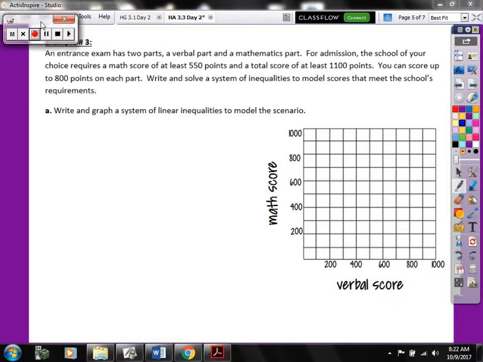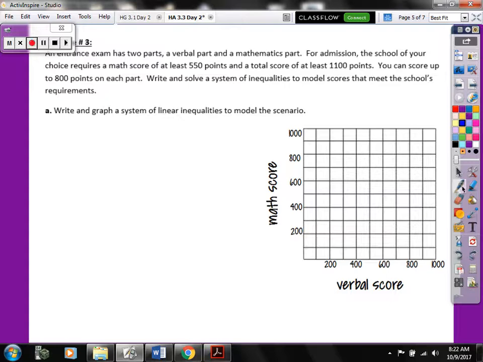So it says the entrance exam has two parts to it, a verbal part and a mathematics part. For admission, the school of your choice requires a math score of at least 550 points and a total score of at least 1,100 points. You can score up to 800 points on each part. Write and solve a system of inequalities to model scores that meet the school's requirement.